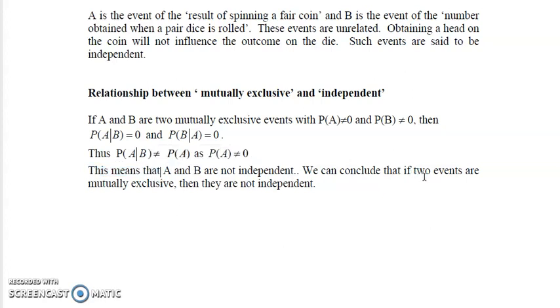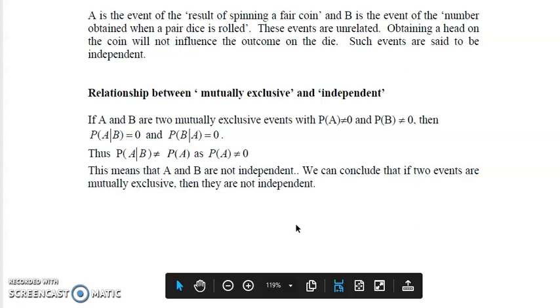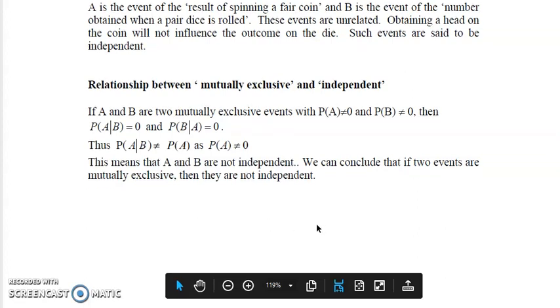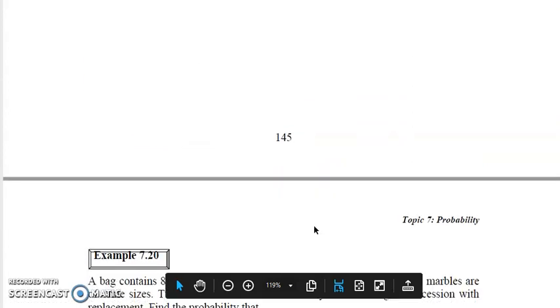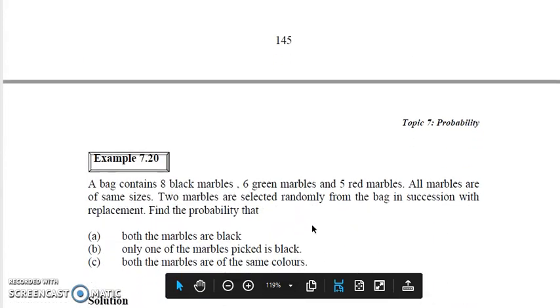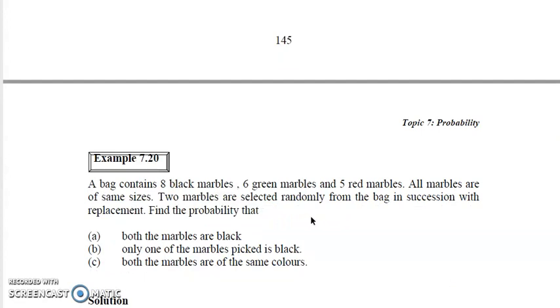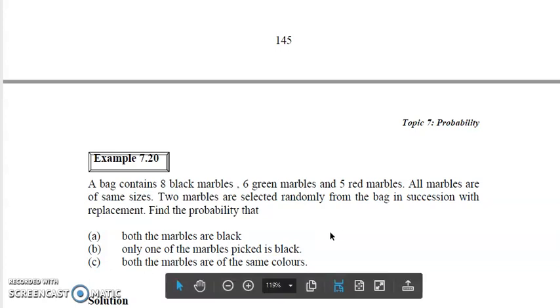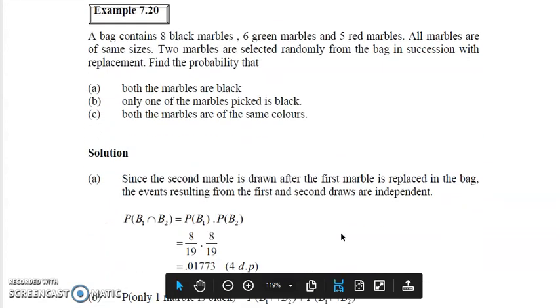We can conclude that if two events are mutually exclusive, then they are not independent. But don't worry, what I explained just now, mutually exclusive is coming from one experiment, and independence means they are not affecting each other. So let's see together, example 7.20. Don't worry, we are going to see the example.